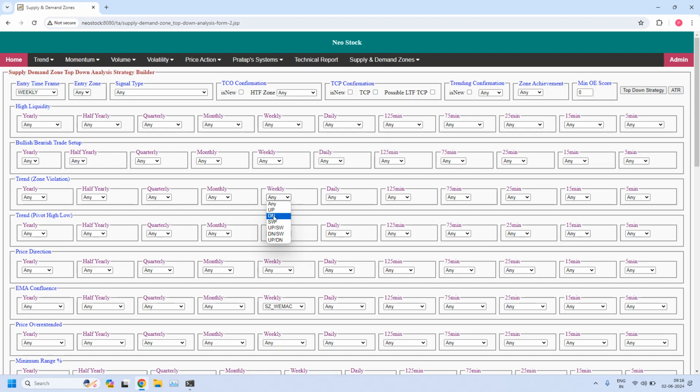I already explained these points in our training videos. If you did not listen to the training videos, please complete them. So I have selected the trend as a downtrend. If the list is big, then we will also select the pivot trend as downtrend. But for the time being, we will generate with these filters.